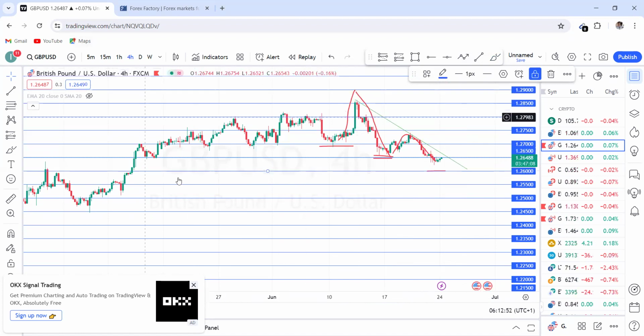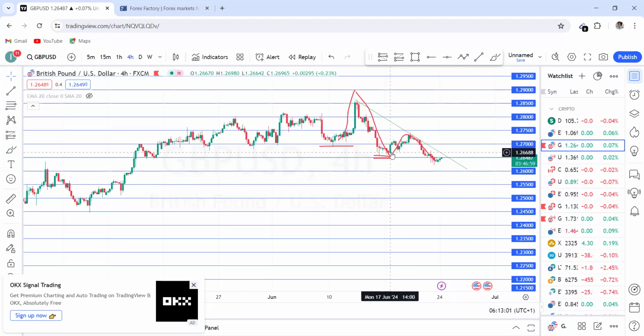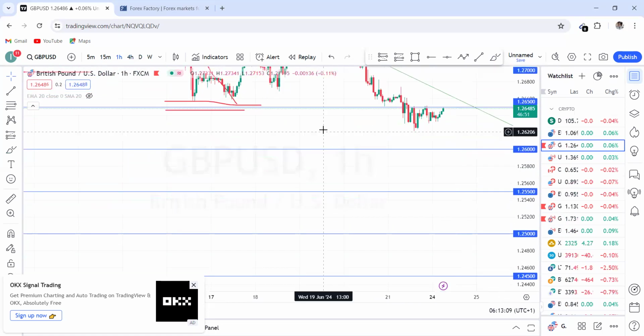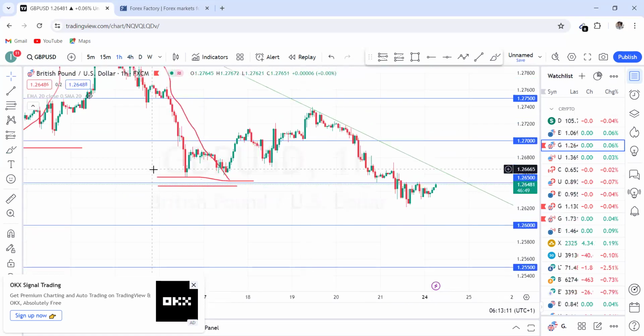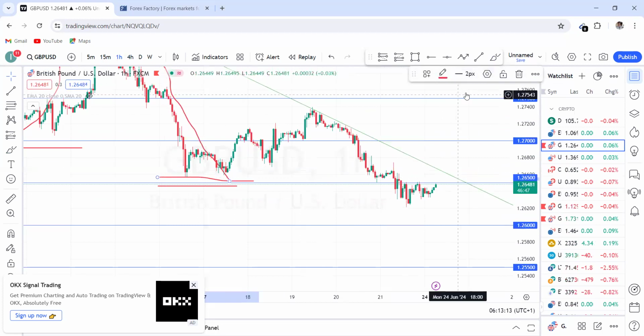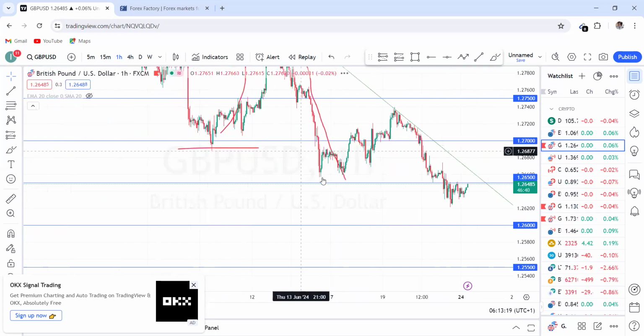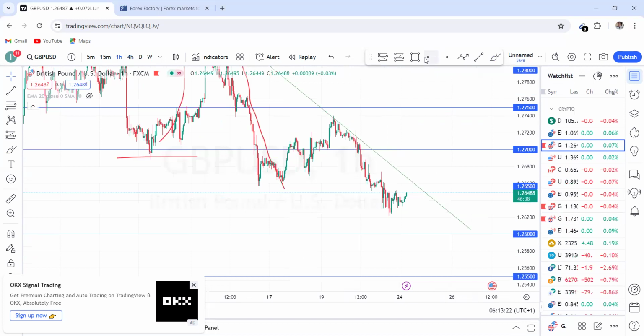So as a result, we started looking for a way to sell GBP. So on the 1 hour chart, let's go to the 1 hour chart. You see what I'm looking out for on this pair. On the 1 hour chart, I'm expecting a retracement, and then that retracement should come in somewhere around here.